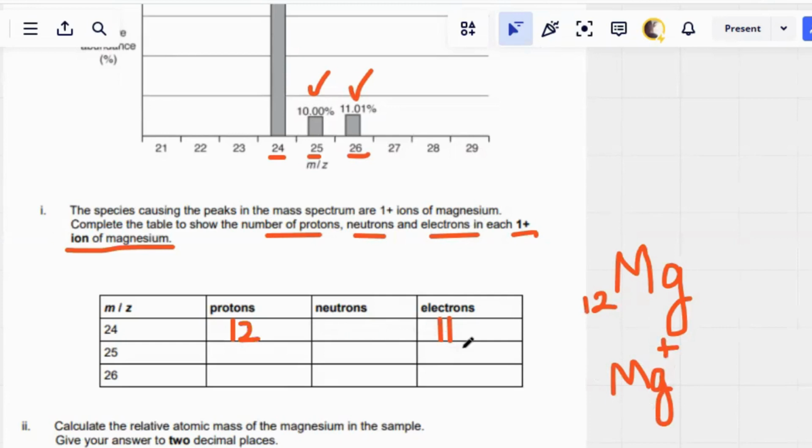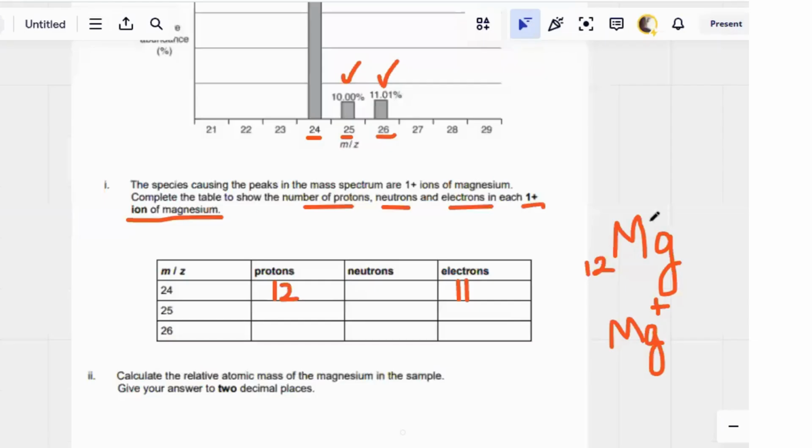And in order to find out the number of neutrons, it is simple: mass number minus number of protons. So if the mass number is 24, 24 minus the number of protons, 12, equals 12. So here there are 12 neutrons.